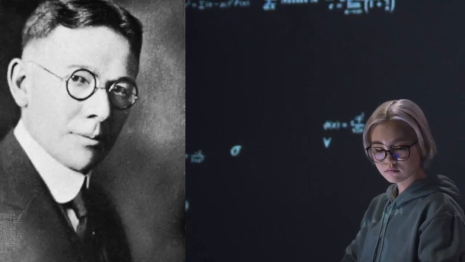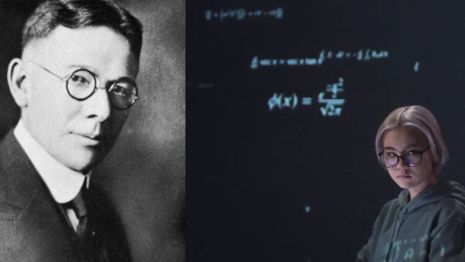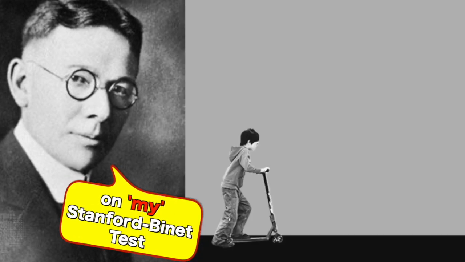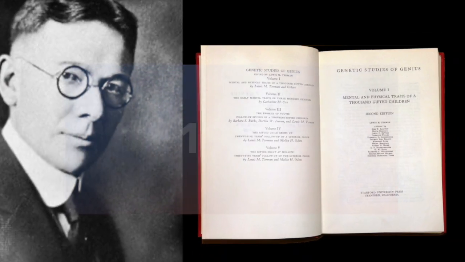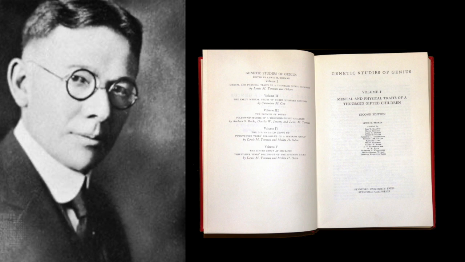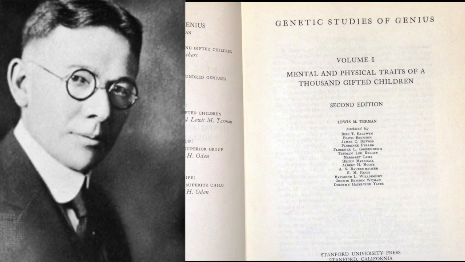Anyways, so Terman wanted to prove to the world that the gifted children with very high scores on his IQ test were indeed going to be great successes in their lives. In 1921, he started his study on gifted children. He called it the genetic studies of genius.